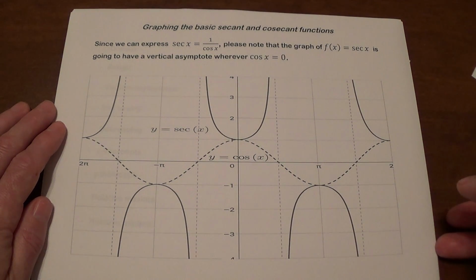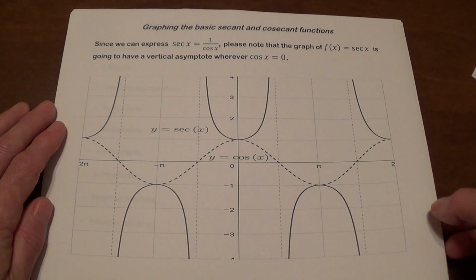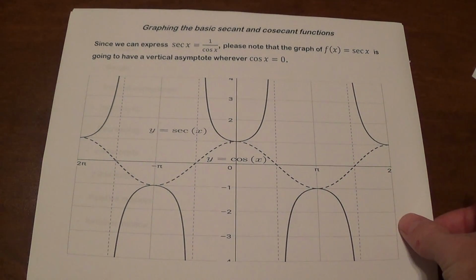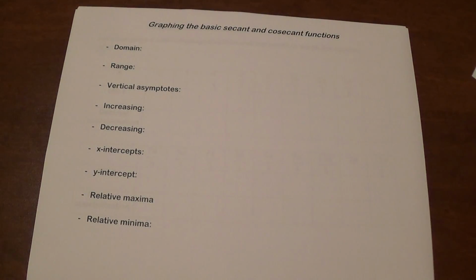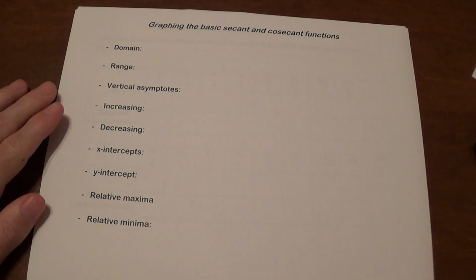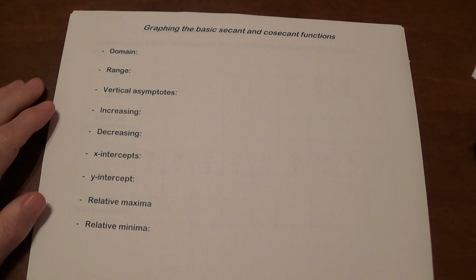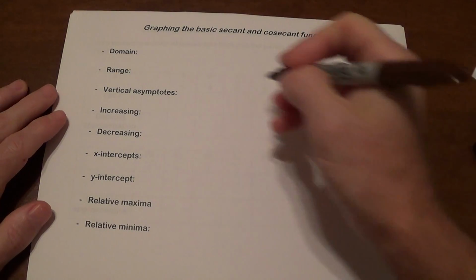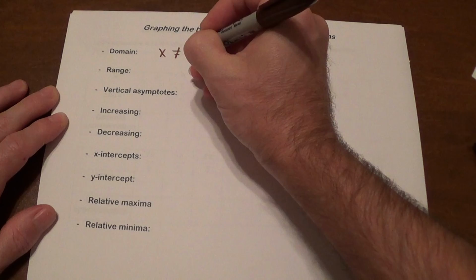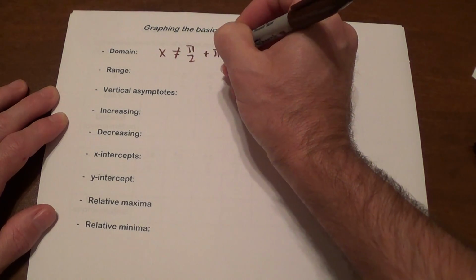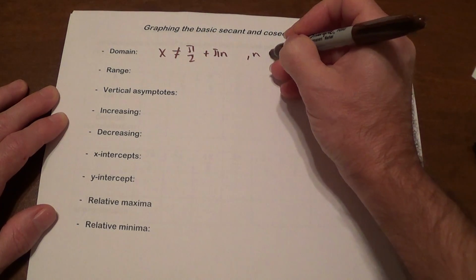So let's take a look at some of the main features that it displays. The domain of secant is going to be all real values except where cosine equals 0. So it's going to be x cannot equal pi over 2 plus pi n where n is an integer.